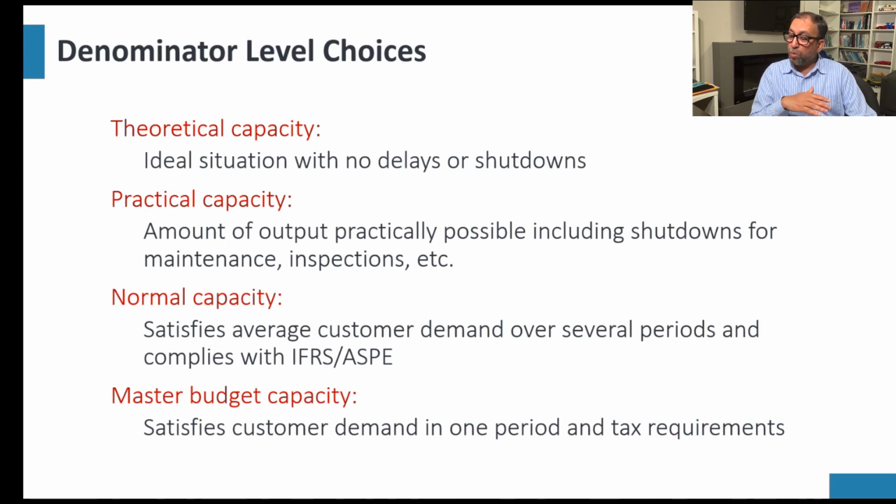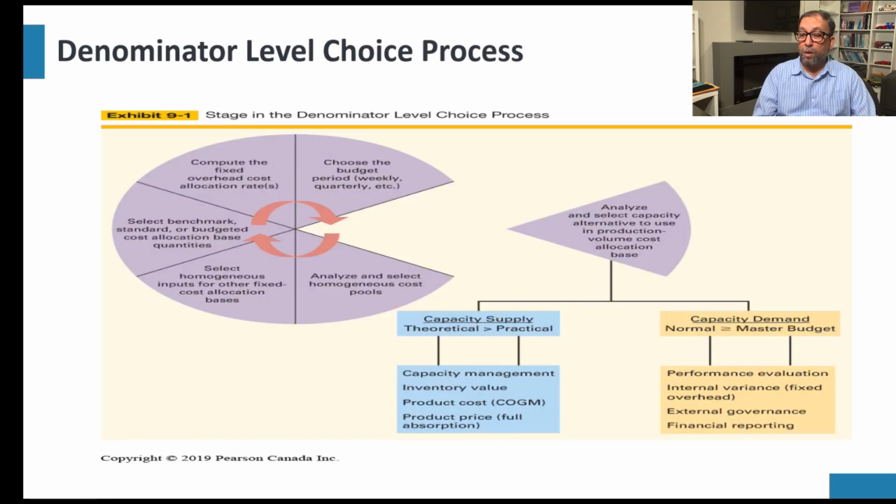Normal is below practical, and there is the master budget capacity. That's the capacity we plan for a very specific period. We define that we want to produce this much, and that's within our capacity, so we can satisfy customer demand in one period and tax requirements. This is the way we differentiate these capacities: theoretical, practical, normal, and master budget capacity.